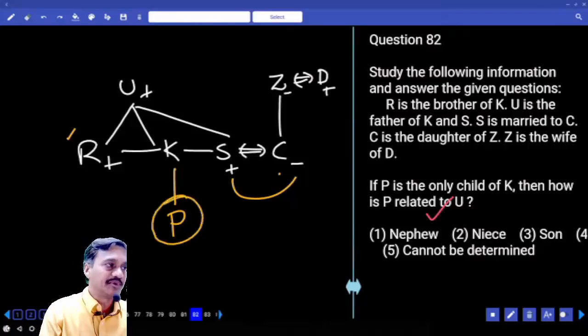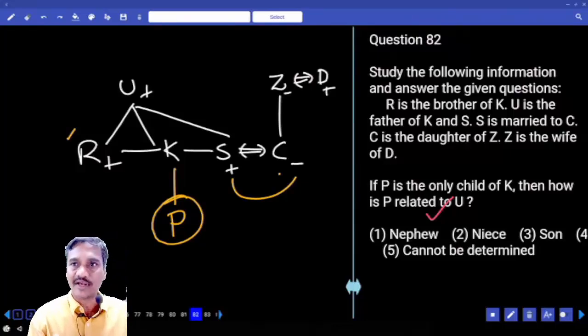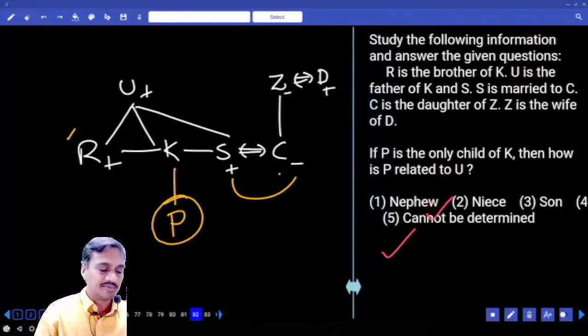Now the gender of this P is not known. If P is a male, grandson; P is a female, granddaughter. Hence it cannot be determined, choice 5, question number 82.